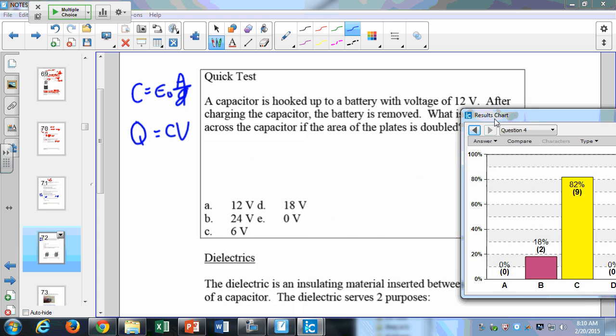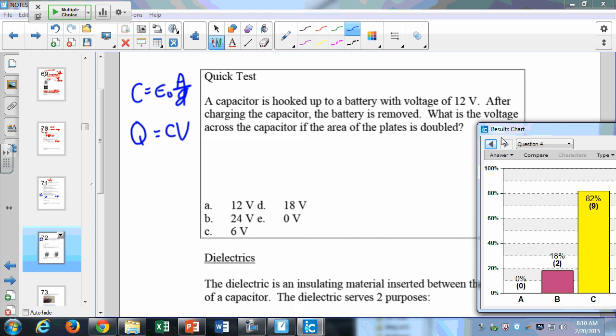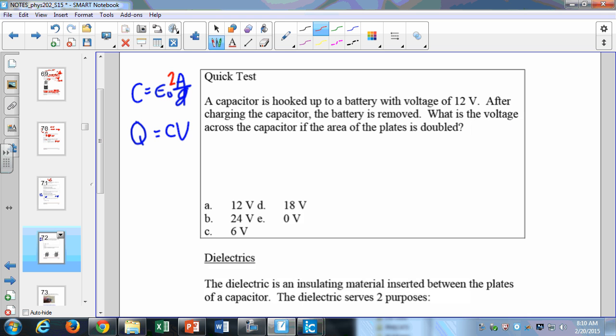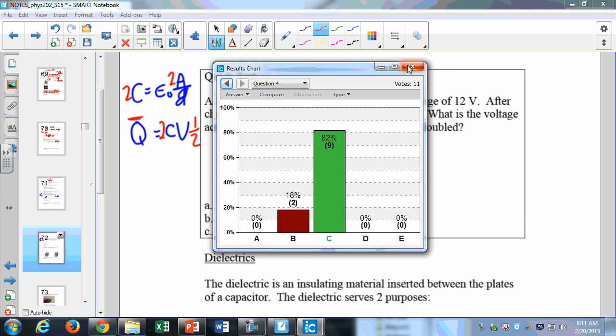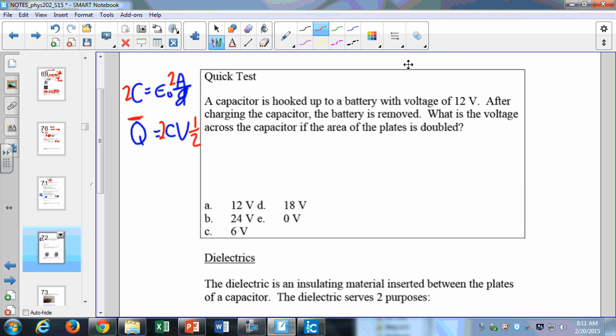So let's see, most of you put C. If I increase the area by a factor of 2, that means I increase my capacitance by a factor of 2. If I increase the capacitance by a factor of 2, and Q remains constant, my voltage has to go down by a factor of 1/2. So what did y'all put? You put C? That's right. It's a nice way you can change the voltage in a circuit without actually changing the electrical properties.